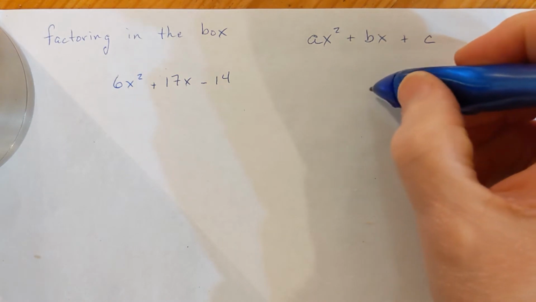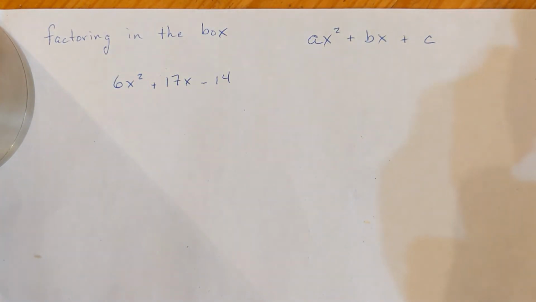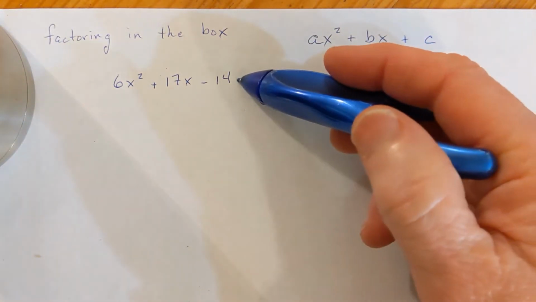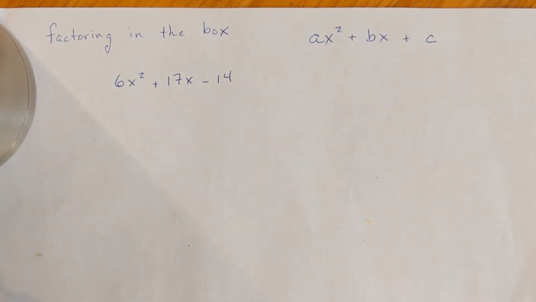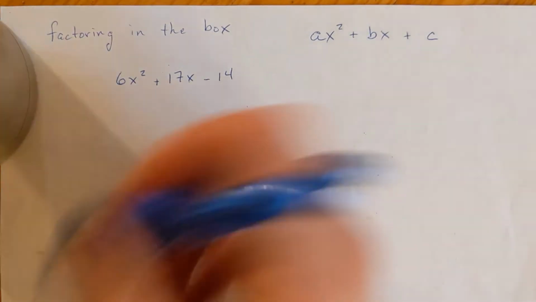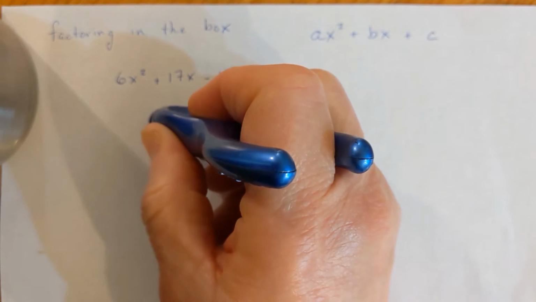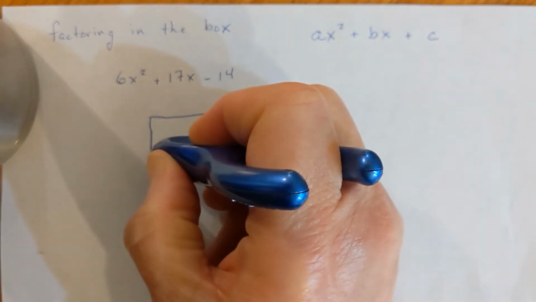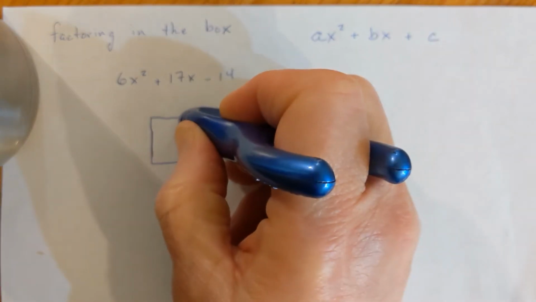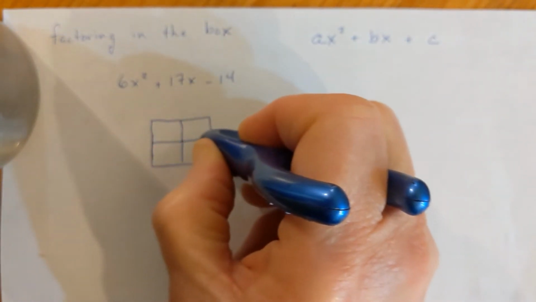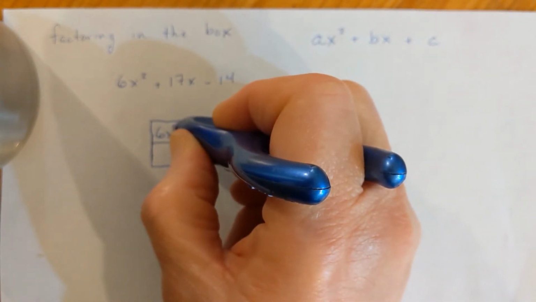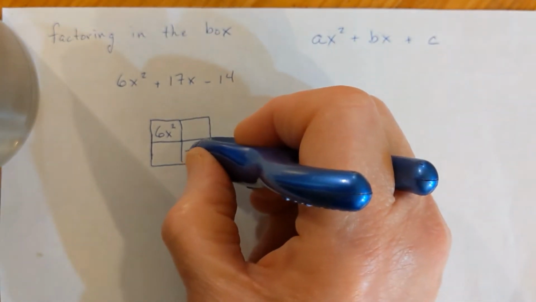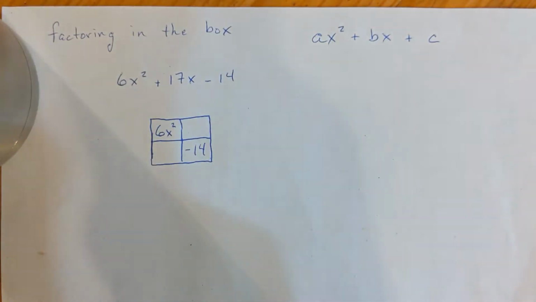And first, of course, I look to see, can I factor out a greatest common factor? And no, 17's prime. My 14 doesn't have an x, so there's no common factor I can factor out. Then I'm going to set it up in a box. So I'm going to just draw myself a little box here. The first term goes in this upper left corner box. The last term goes in the lower right corner of the box.